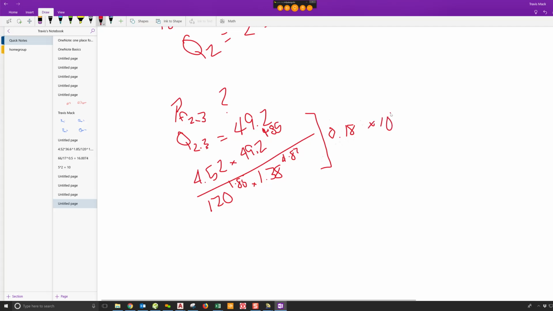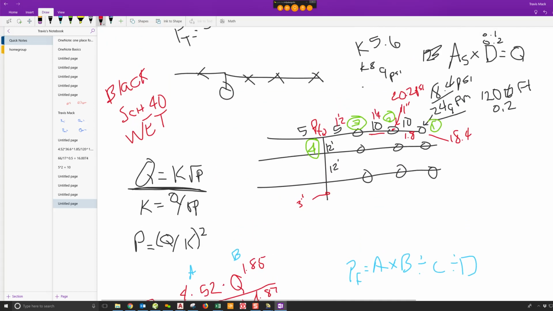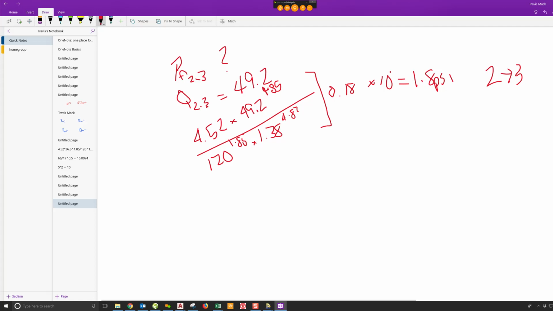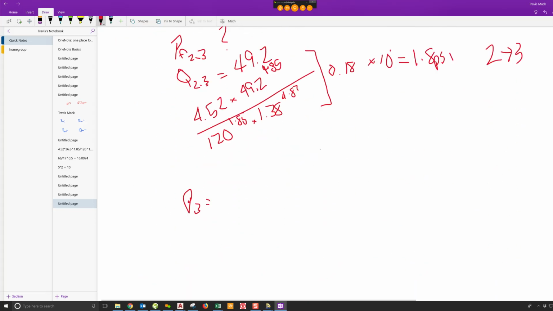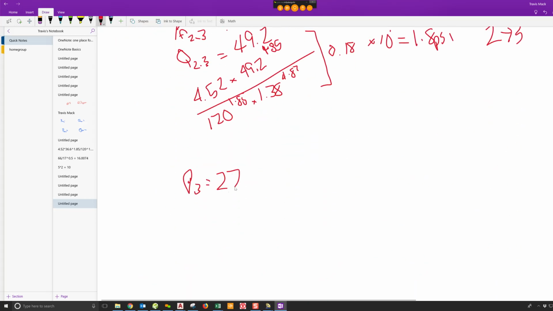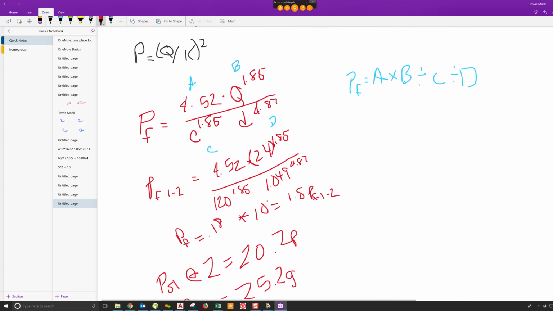Then times 10 feet gives us 1.8 PSI from 2 to 3, okay? So our starting pressure at point 2 was 20.2, and now we have to add 1.8. So our pressure at 3 equals 20.2 plus 1.8, which is 22. Is that right?